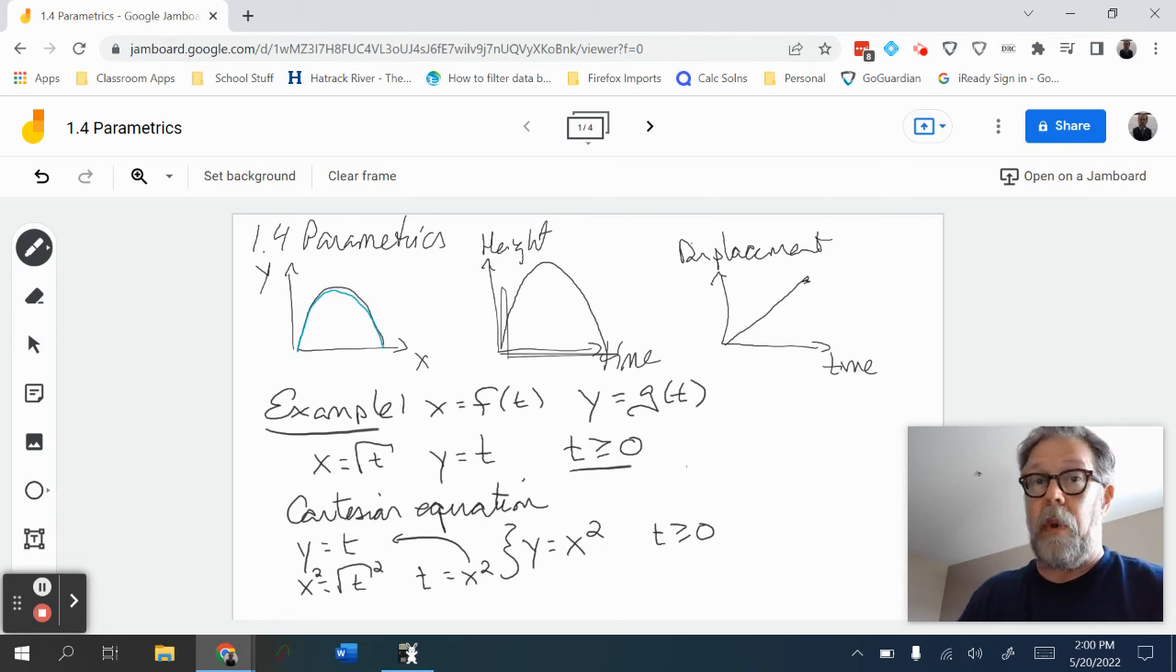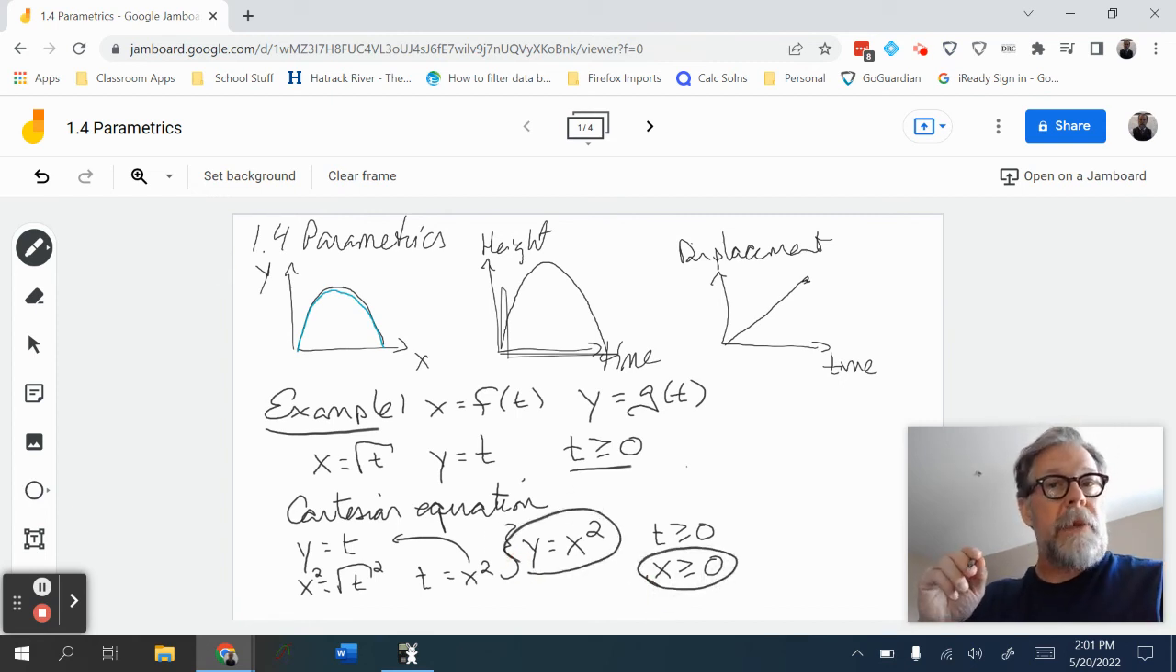But since x is the square root of t, that means that x must be greater than or equal to 0. And notice that that is exactly what we got. We got the parabola y equals x squared for x greater than or equal to 0.